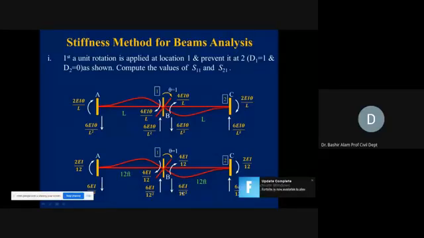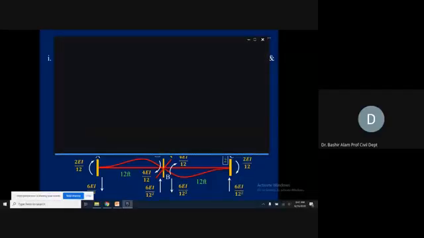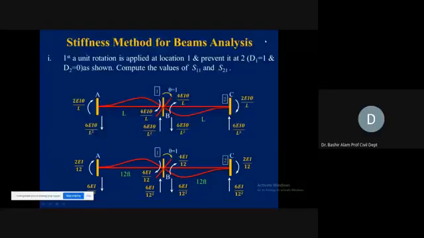You take 1 minute now and complete this sketch.